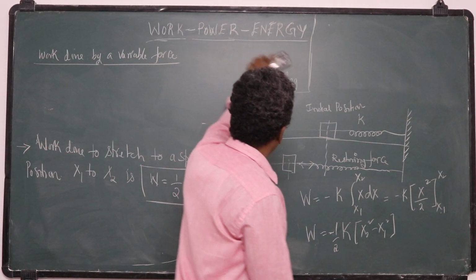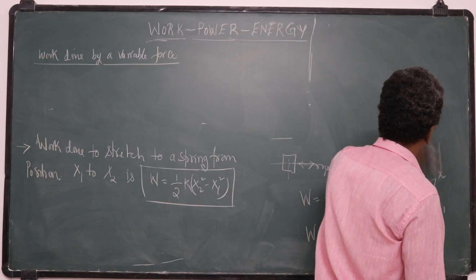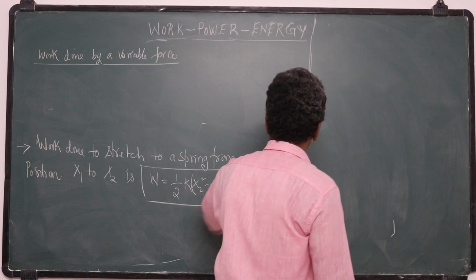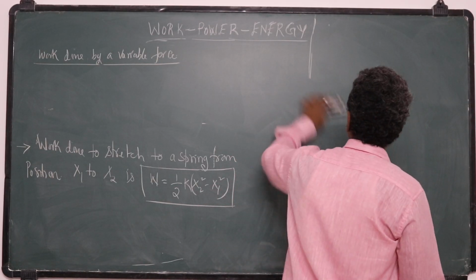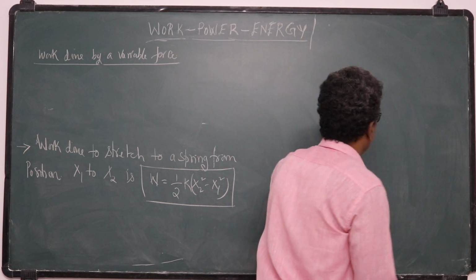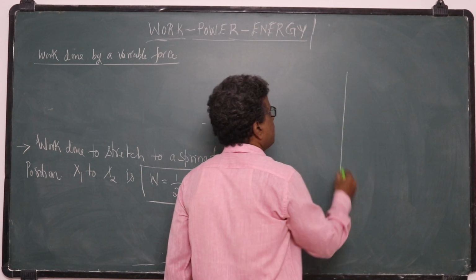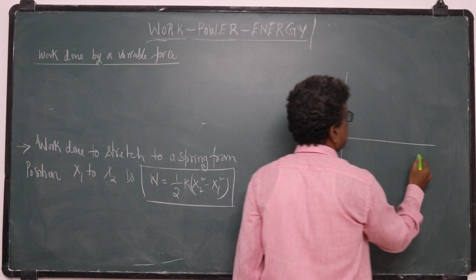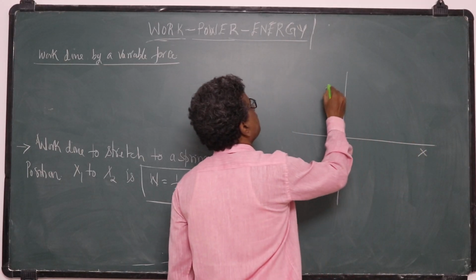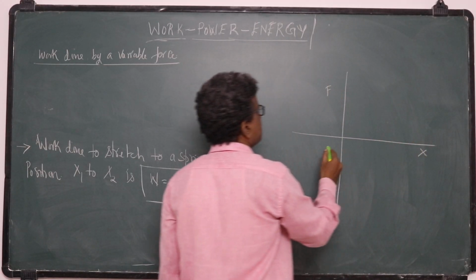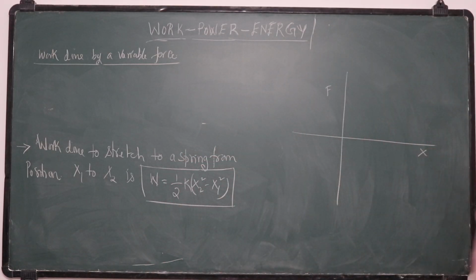Next, this is an example for work done by a spring force. Okay, so here the force acting on the spring is a variable one. So if you draw a graph, force versus displacement, it is like this.